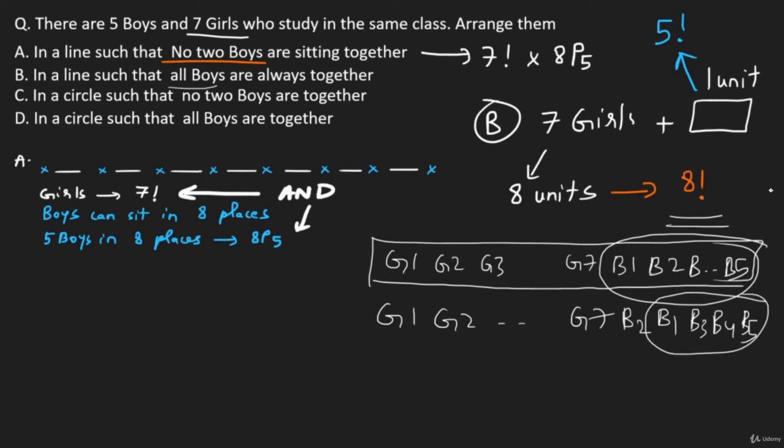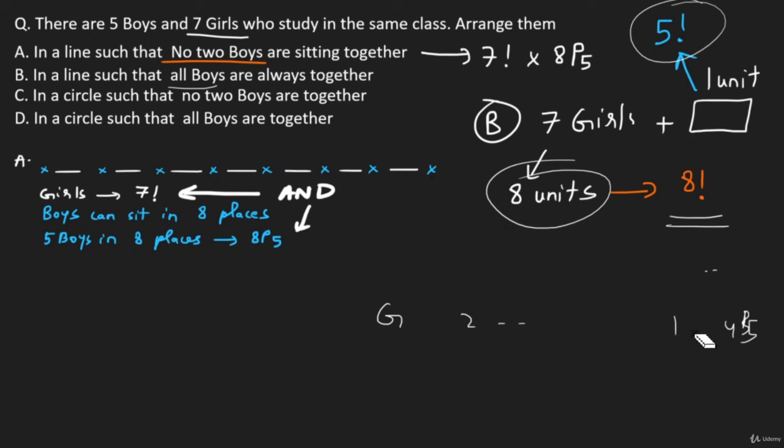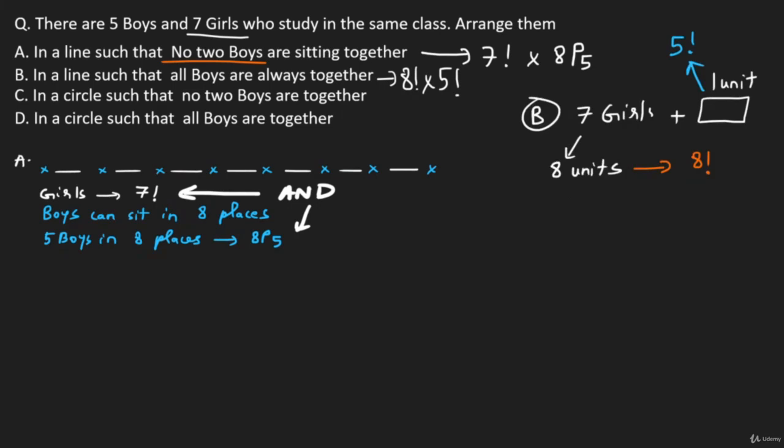So keeping the 8 units arrangement constant, we can arrange only the boys in 5 factorial ways. So that can be done for each of the arrangements in the 8 factorial ways, right? Therefore, the answer to this question is 8 factorial into 5 factorial. Let's do the next question.